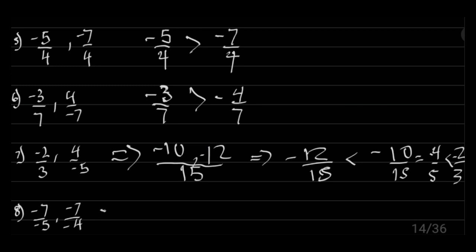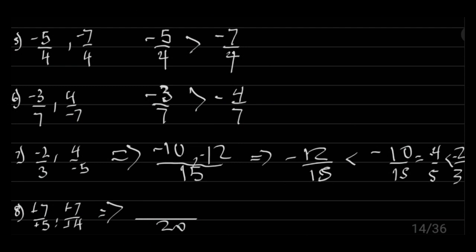And to solve for the last one, our LCM would be 20. The negatives will cancel out, so we'll be left with 7 over 5 and then 7 over 4. If the numerators are the same, the one with the least denominator is the biggest fraction. So we could say that 7 over 4 is greater than 7 over 5. But let's find that out.